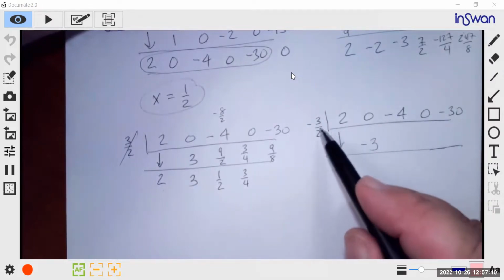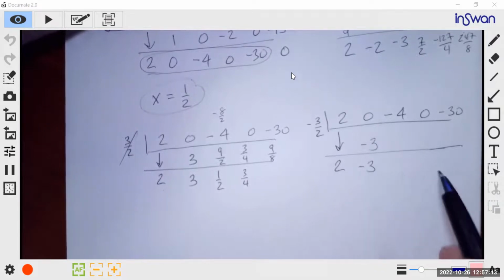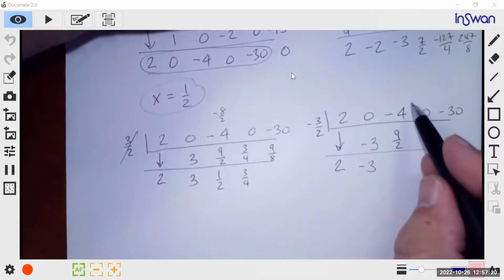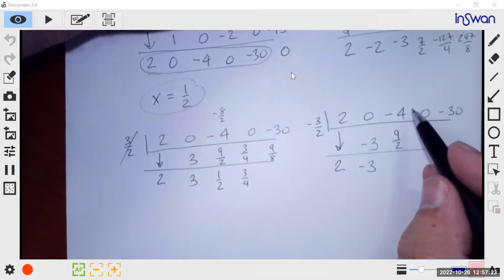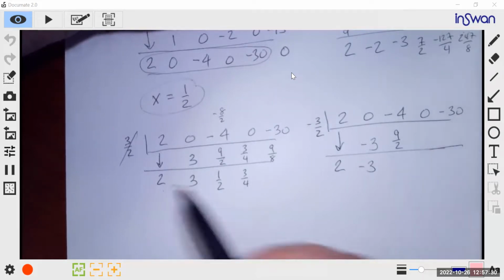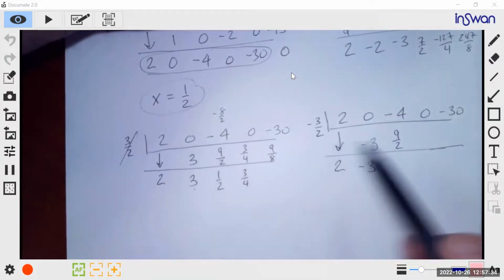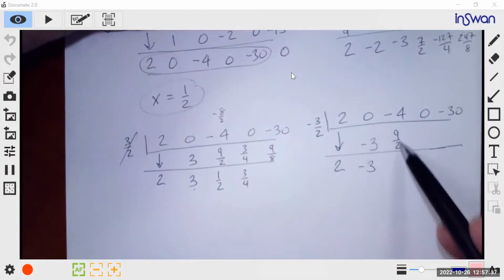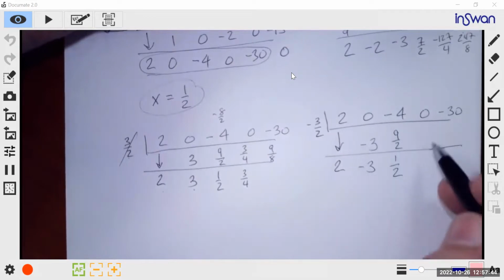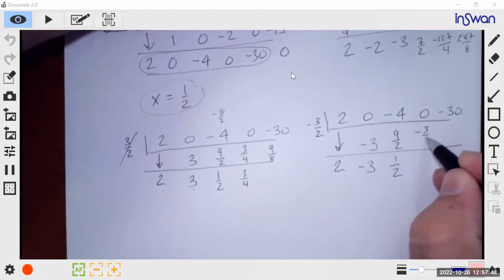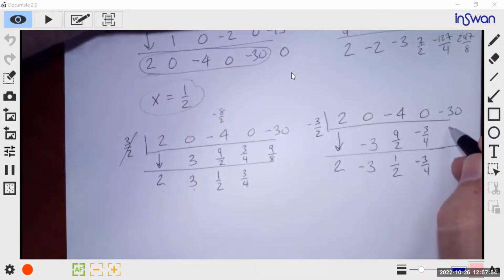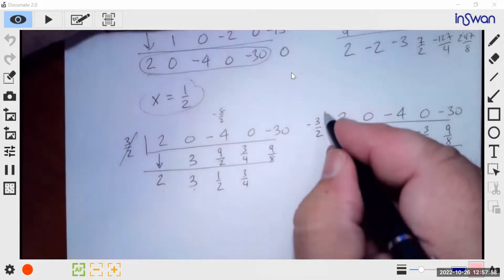2 times -3 halves. The 2s cancel, so it's -3. Negative times negative is a positive. 3 times 3 is 9/2, minus 8/2. Positive. That's 3. 9/2. -3. Negative is a positive. And then it's going to be -3/4 plus 0 is -3/4. Positive 9/8. No.